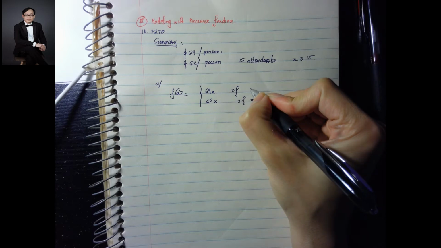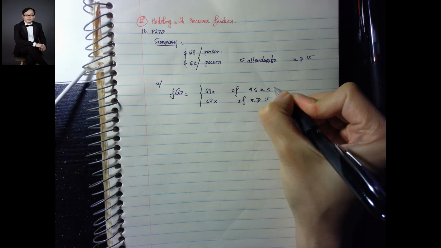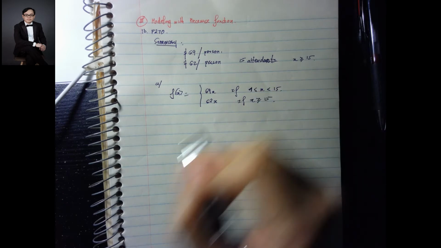It cannot be 0 because 0 means 0 person. We don't do that. Okay. And we want to graph this. For part B, we want to graph this.